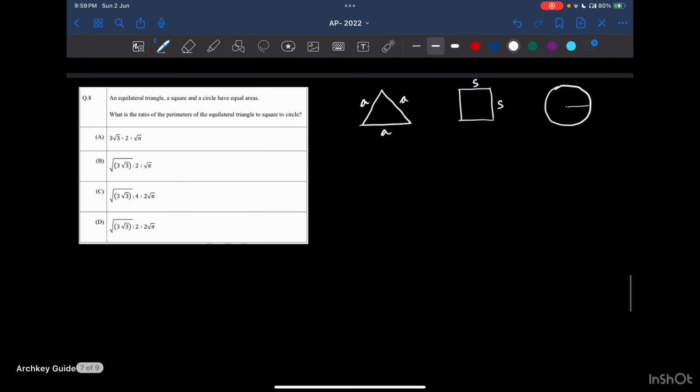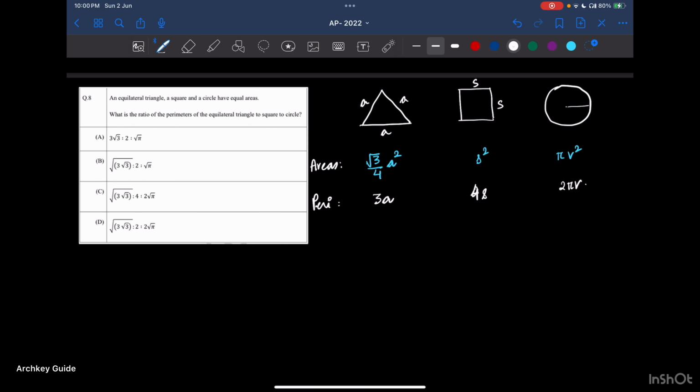So areas is root 3 by 4 A square. This is S square. This is pi R square. Okay. And for perimeter also, because the question at the end is going to be what is the ratio of the perimeters of all the three. So perimeter 3A, because addition of all the sides. So this is going to be 4S, and this would be 2 pi R.